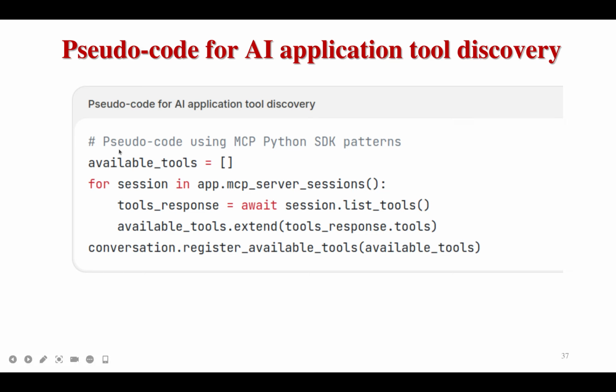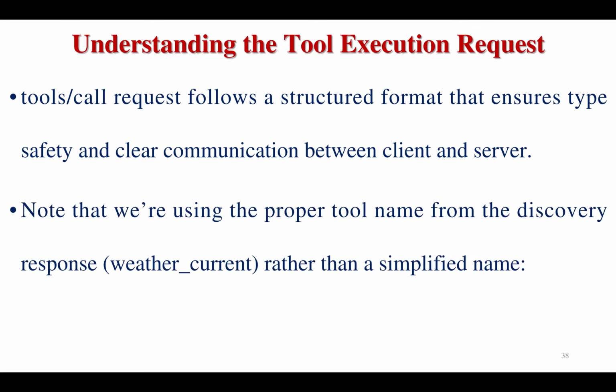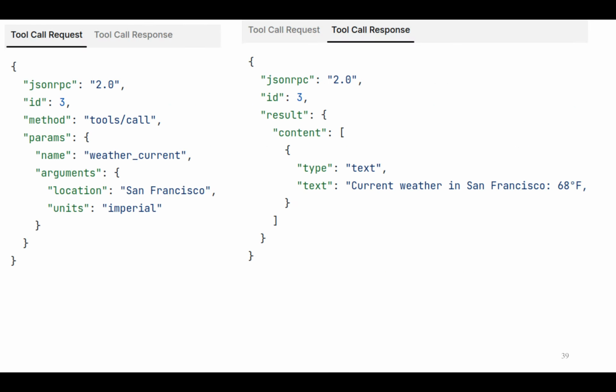This is just the pseudocode explaining how it happens. So initially the available tools are empty. For session in app.mcp server.sessions, you are getting the list of tools from the server, right? Once again, it's an asynchronous function, so we are using await before calling it, and then we are adding the list of tools to the available tools, and then you register it so that it will be available in the registry, right? So it follows the structured format and gives clear communication between the server and the client, and we are using proper tool names like what we used, weather current and so on, right?